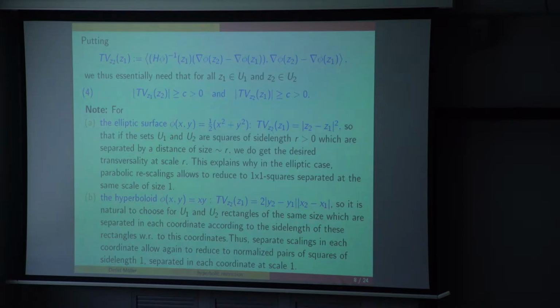Now let's look at this quantity for, let's say, elliptic surfaces. In that case, for instance, if you take the paraboloid, you just compute that TV_{Z2}(Z1) is just the distance of Z1 to Z2 squared. So whenever you have two points on your surface, right?